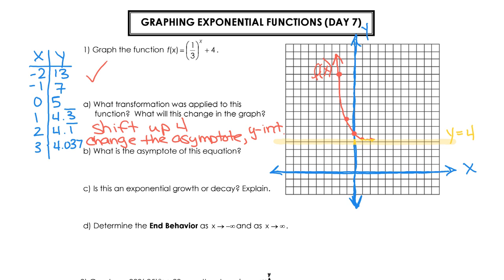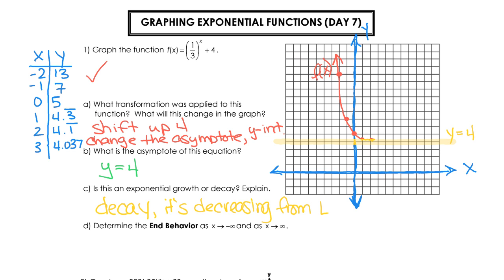Okay, part B, what is the asymptote of this graph? And we said that it's y equals 4. Part C says, is this an exponential growth or decay? And as I read it from left to right, it is going down. So we're going to say decay. And you can say it's decreasing from left to right.